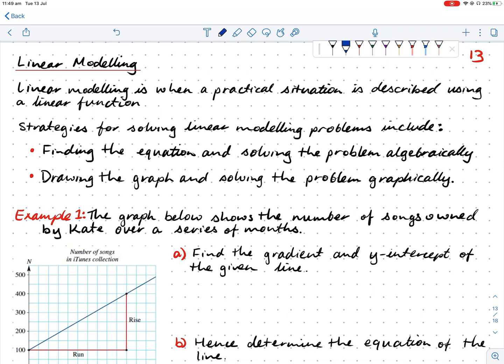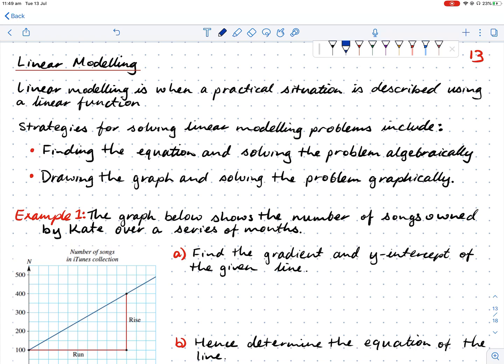In this next section, we're looking at something called linear modeling. It's just a fancy name for saying we're using straight lines, linear, and looking at practical situations. So there's a lot of real life situations where if we were to graph whatever's happening, it'll actually come out to be a straight line.